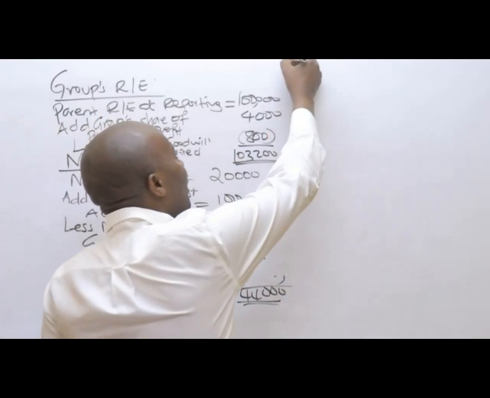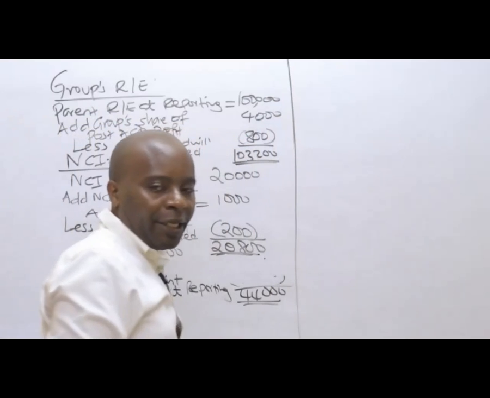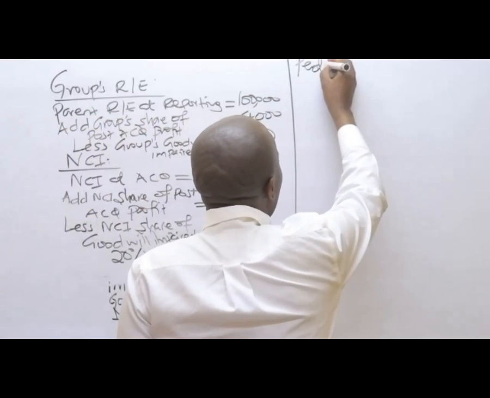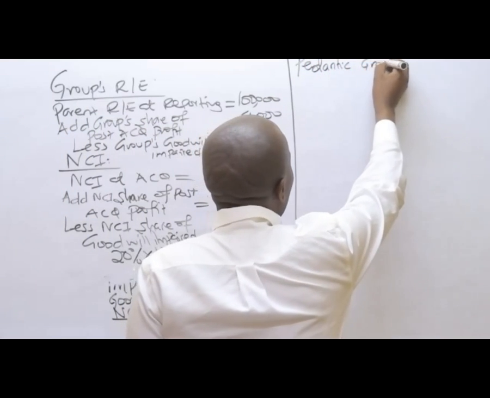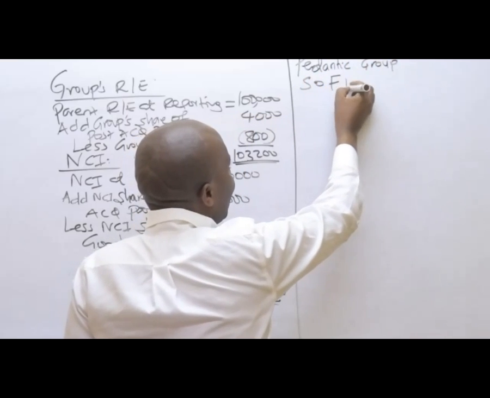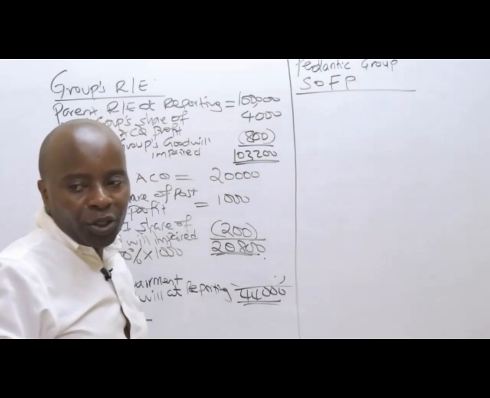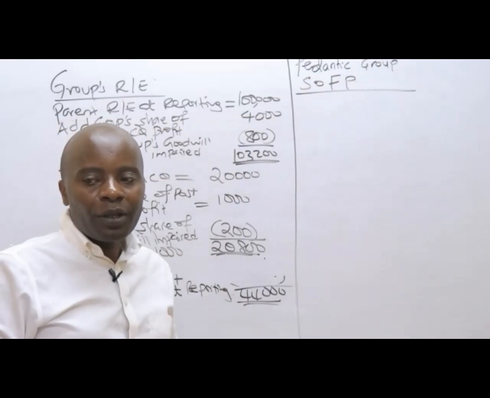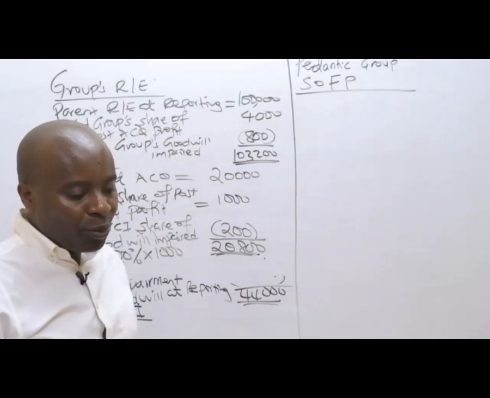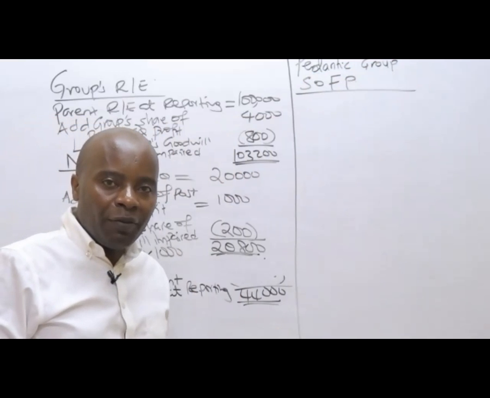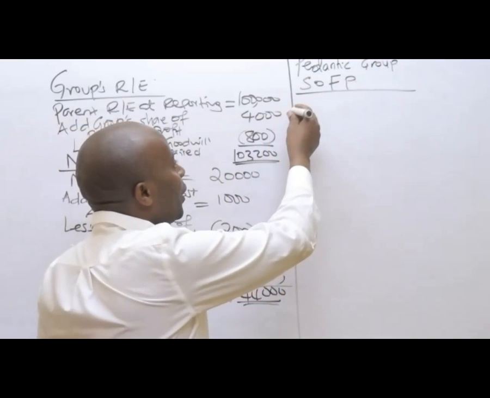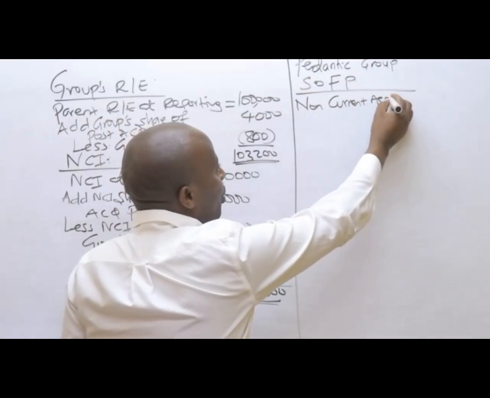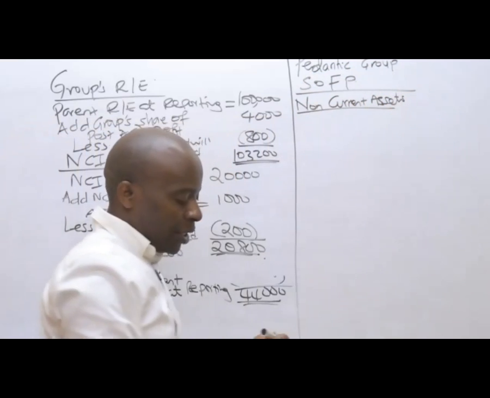So that is it. So come and give us, ladies and gentlemen, our Pedantic group statement of financial position. Of course, they haven't given us a date, right? So we start with our consolidation process, which now should be a straightforward thing because we have everything. So we start with the non-current assets. For the non-current assets, ladies and gentlemen, what we have, listen.